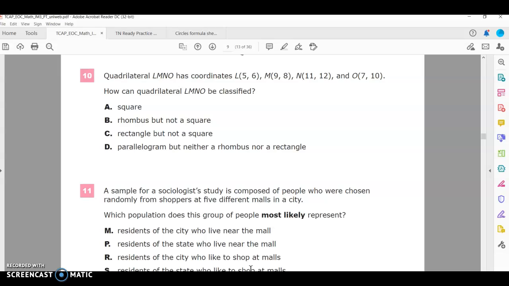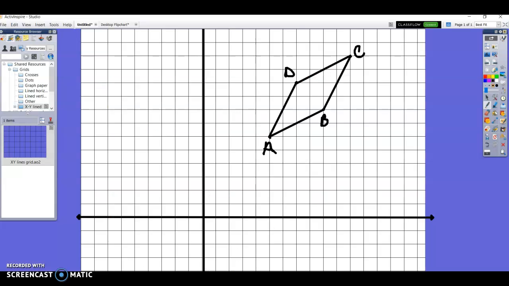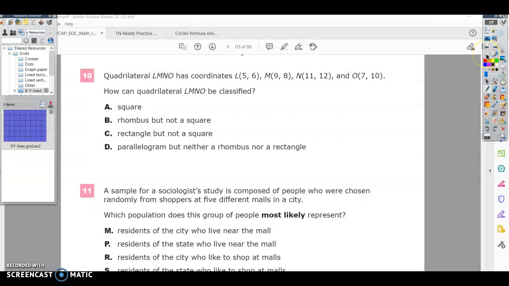we can mark out the square, the rectangle, and the parallelogram. So this means that it will be a rhombus but not a square. So the answer will be choice B.